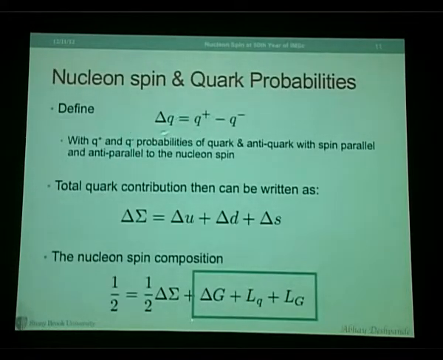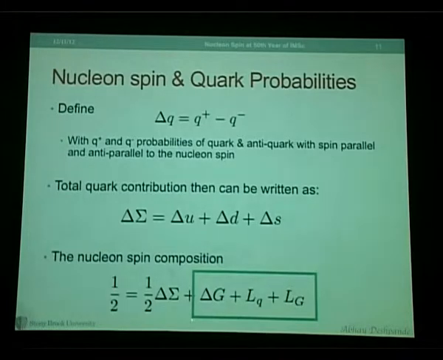So we define the total quark distribution for a particular flavor to be Q plus minus Q minus, for any flavor. Our probabilities of quark and anti-quark with the spin parallel and anti-parallel to a nucleon spin. The total quark spin contribution, for a proton at least, is mostly delta U and delta D, and perhaps a little bit of strangeness that might exist. And at that time at least, people thought that the entire spin contribution of the quarks would determine the proton spin half. Now we know that there is something else that has come on.